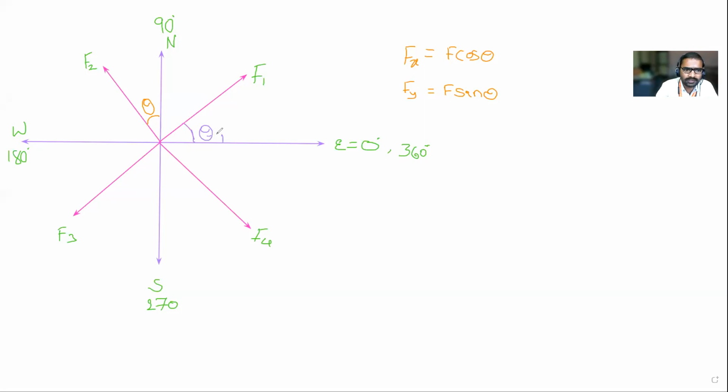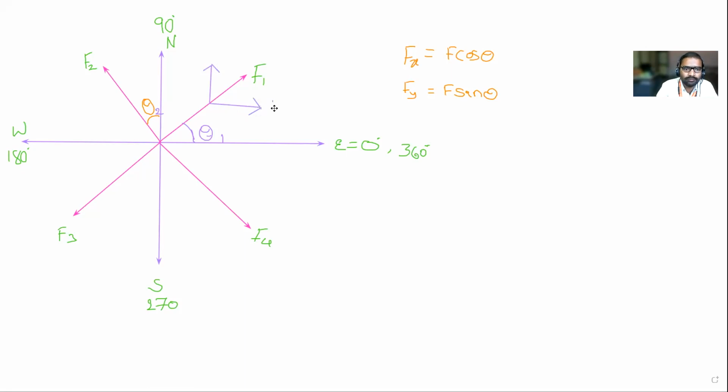I will take this as theta 1 and this as theta 2. In the first quadrant, the F1 force is making an angle theta 1 with respect to horizontal, correct? And the F2 force is making an angle theta 2 with respect to vertical. So this is the vertical component of F1 and this is the horizontal component of F1. I will denote these two as Fy and Fx.